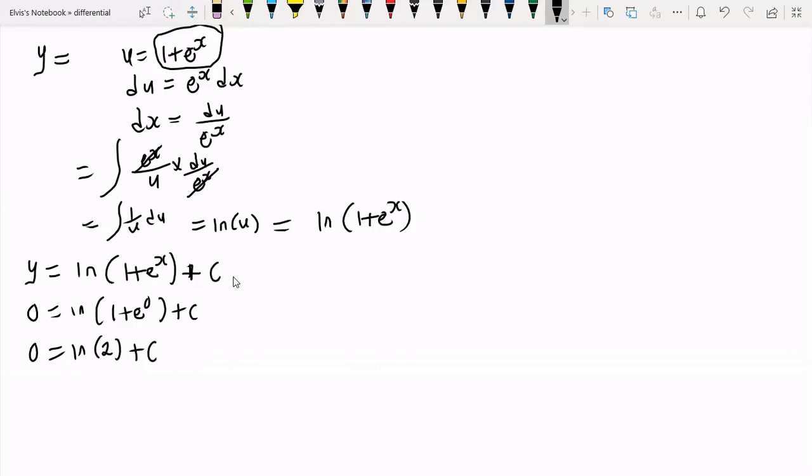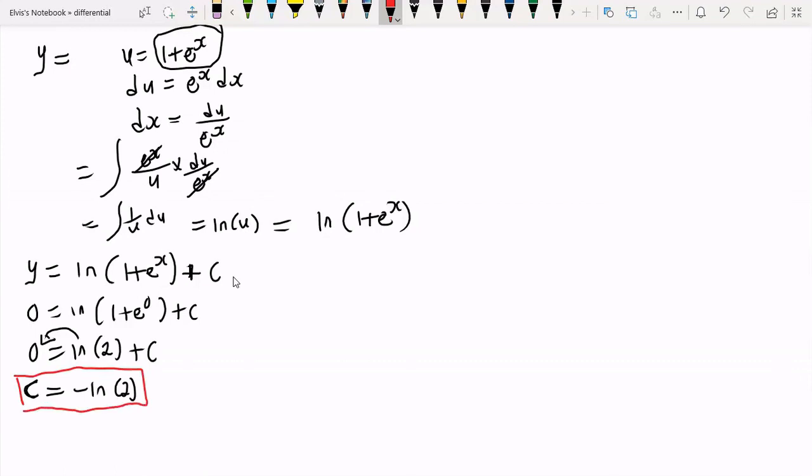Because we want to find c, we are going to take ln of 2 and move it to the left side. So c is equal to, because we moved ln of 2 to the left side, negative ln of 2. Okay, so c is equal to negative ln of 2.